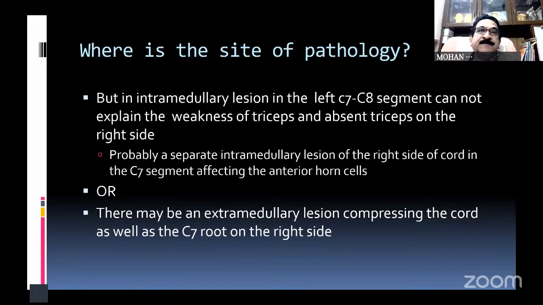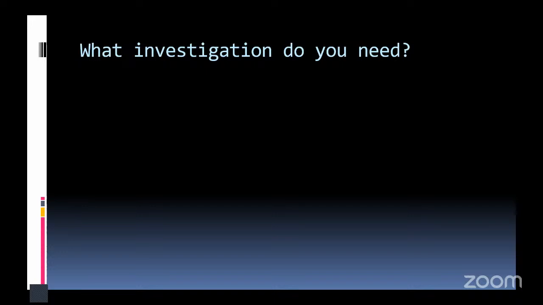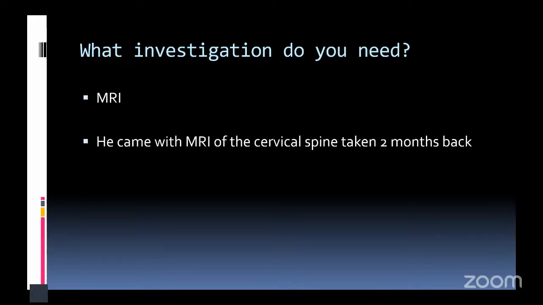Anytime you find hyperintensity and the compression is only very mild, we must have seen many spondylotic myelopathies like that, and they do not improve very well with surgery also. Okay, so what investigation do you need now? MRI cervical region. Already conducted.